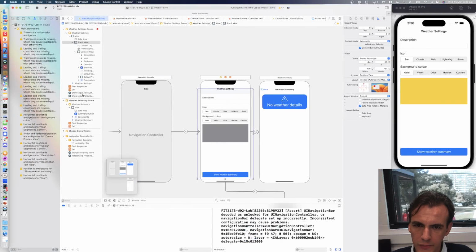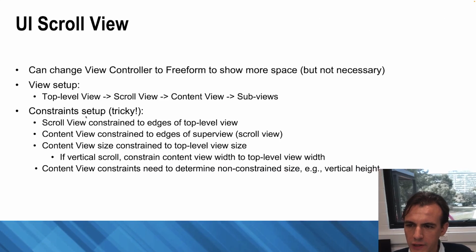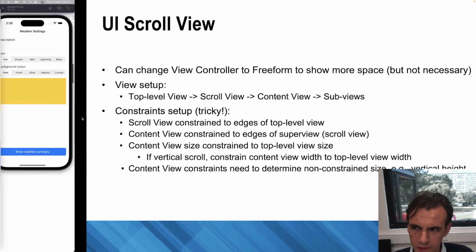Now let's set up some constraints. We can see the scroll view should be constrained to the edges of the top level view, and our content view should be constrained to the edges of the super view. And this one might seem weird, but this is sort of a magic set of constraints that, because it's a scroll view, it makes everything work for us magically.